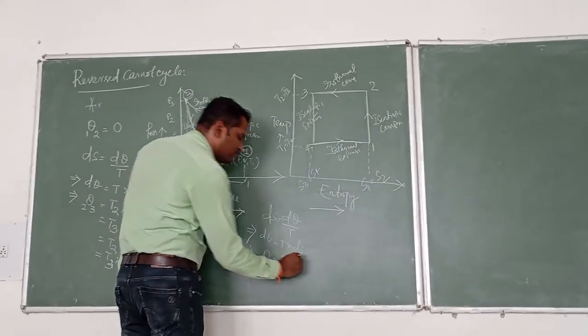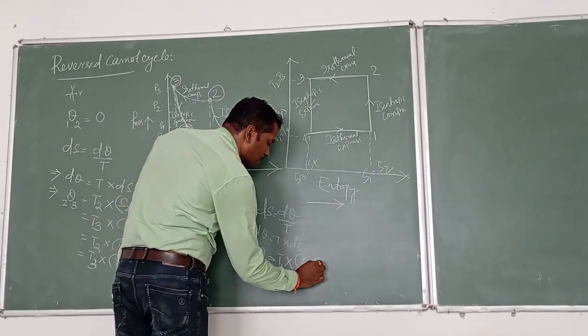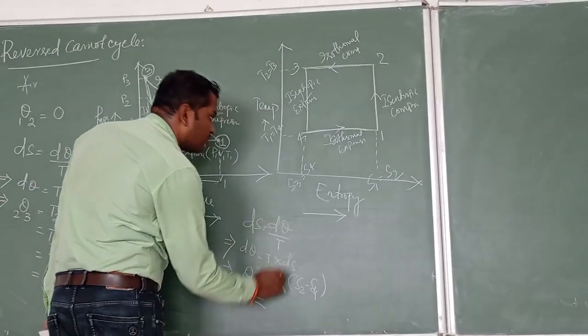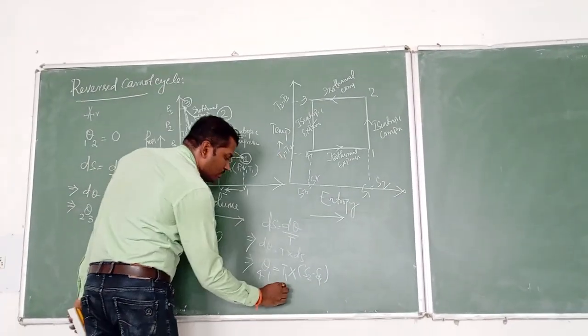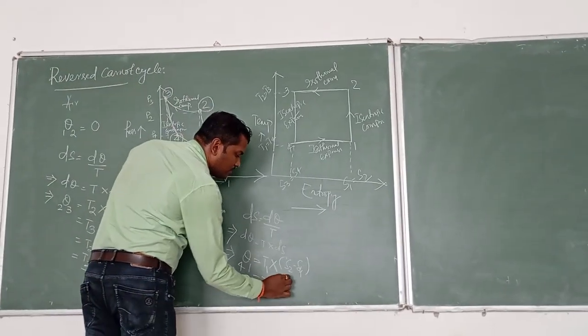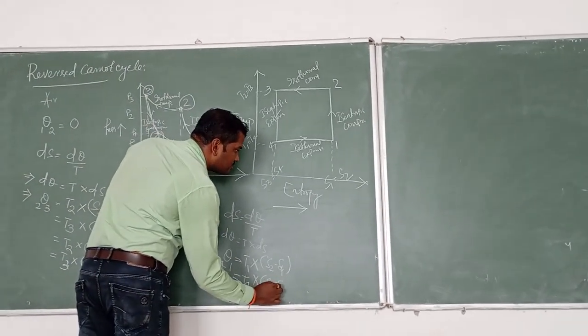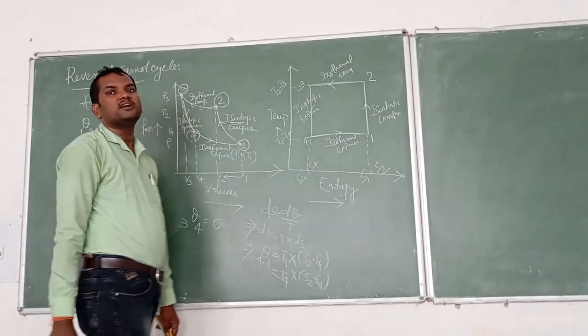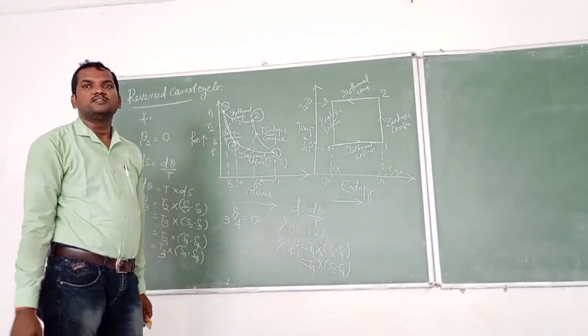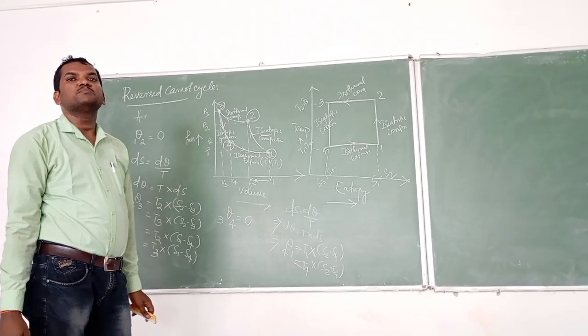S2 minus S4, and we can write T1, and what else will it become, T4 into S2 minus S4, and in place of S2 we can write S1 and in place of S4 we can write S3. These are during the heat transfer. Not understanding?